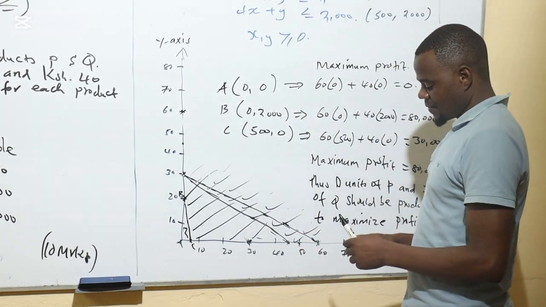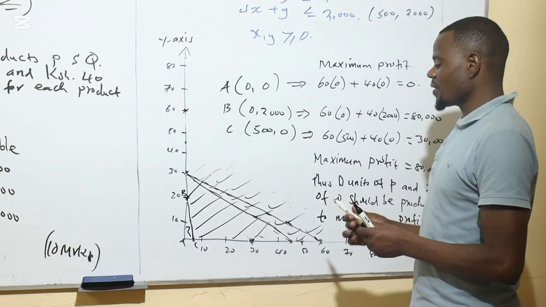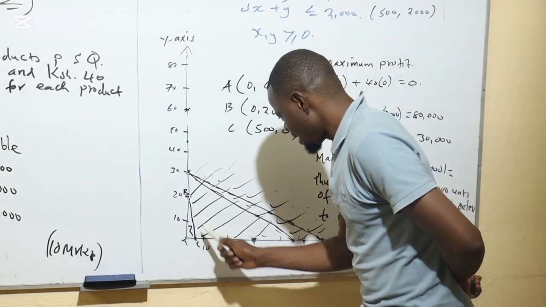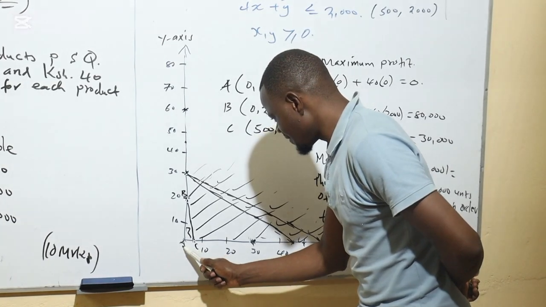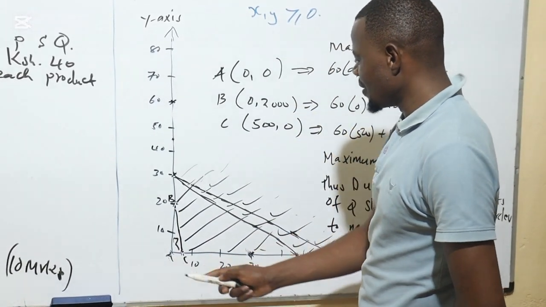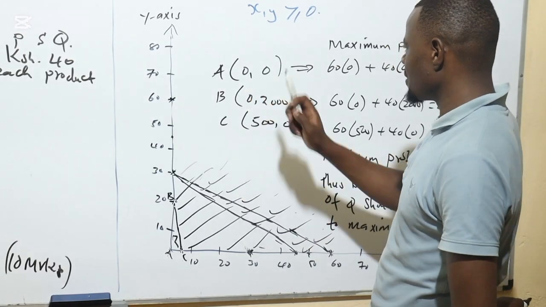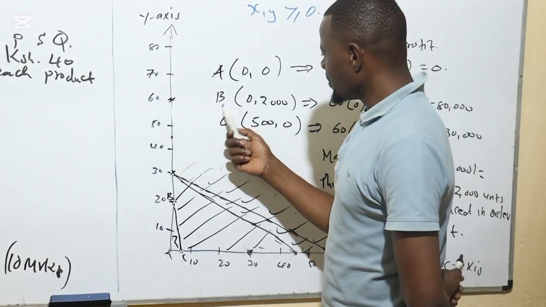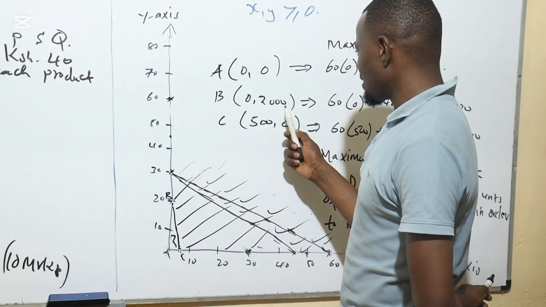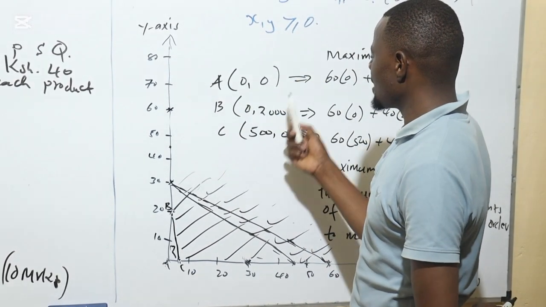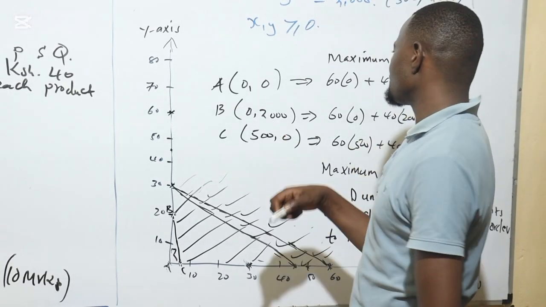So remember step number 4, we are told to identify the corner points. So this is the first corner, the second, and the third. The first one I give it A, the second B, and the third C. So at A, the coordinate is 0, 0. That means no production has taken place. At B, the coordinate is 0, 2,000. This simply means 0 units of P are produced and 2,000 units of Q are produced.